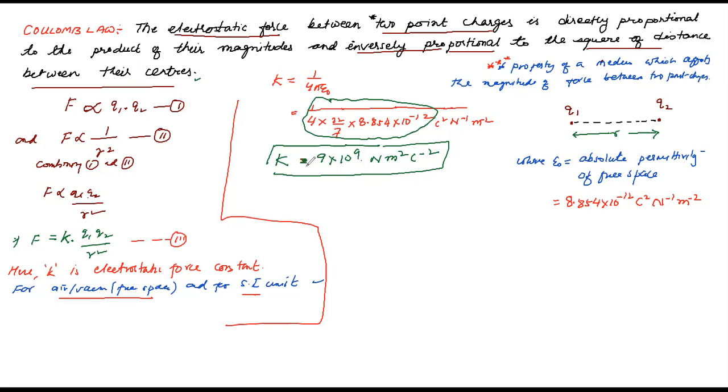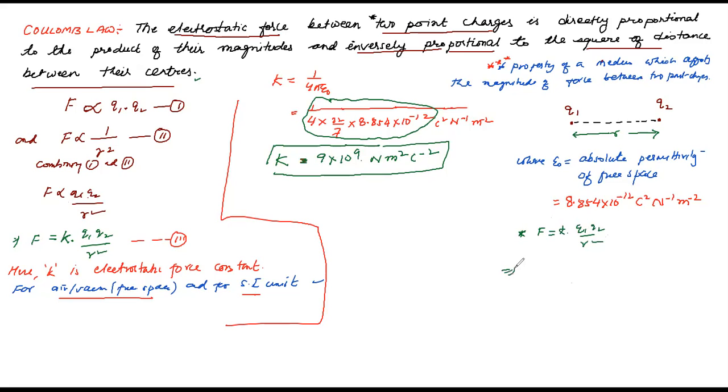So don't get confused about how we are getting this unit of K. Let me tell you how we get this unit. Let me do it here in the rough. What we know from this, you can check it here: F equals K Q1 Q2 by R square.